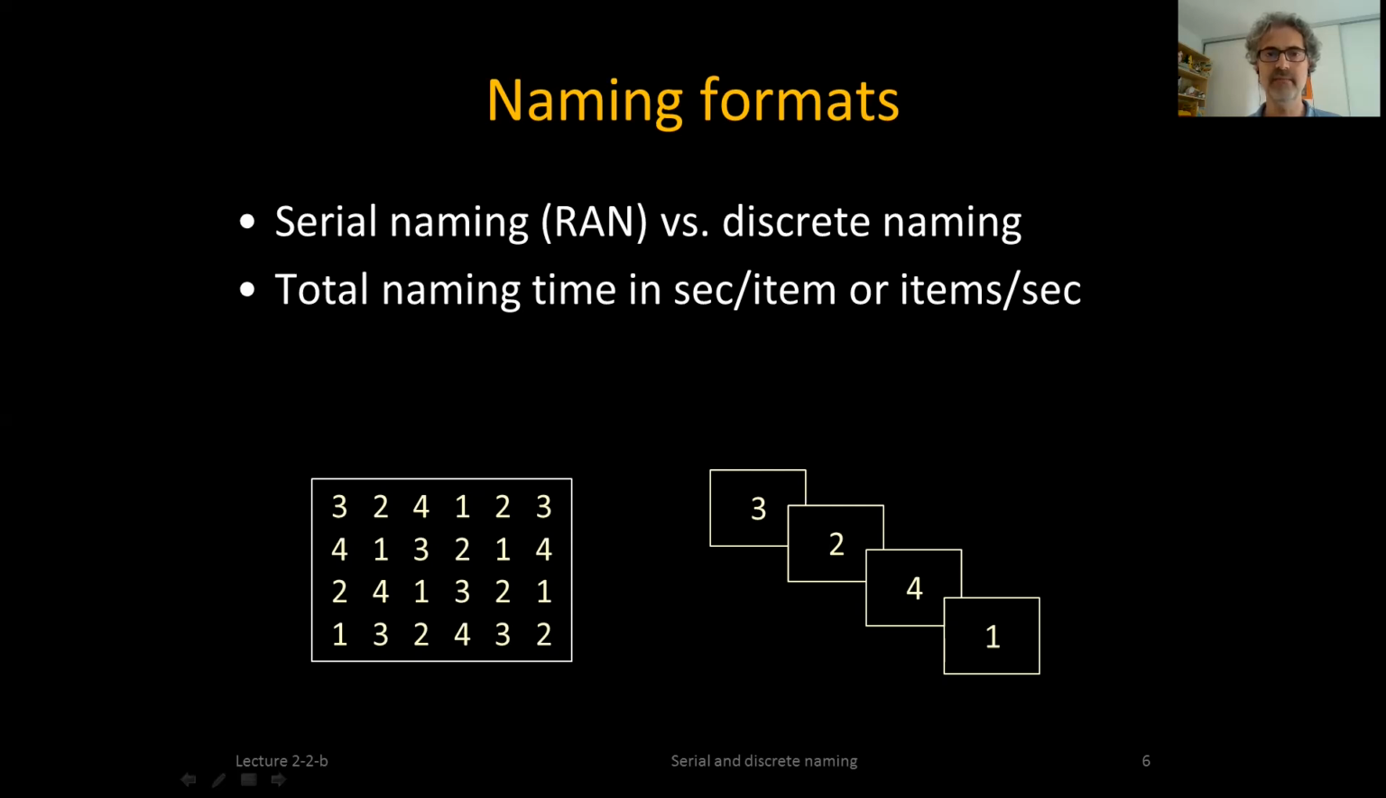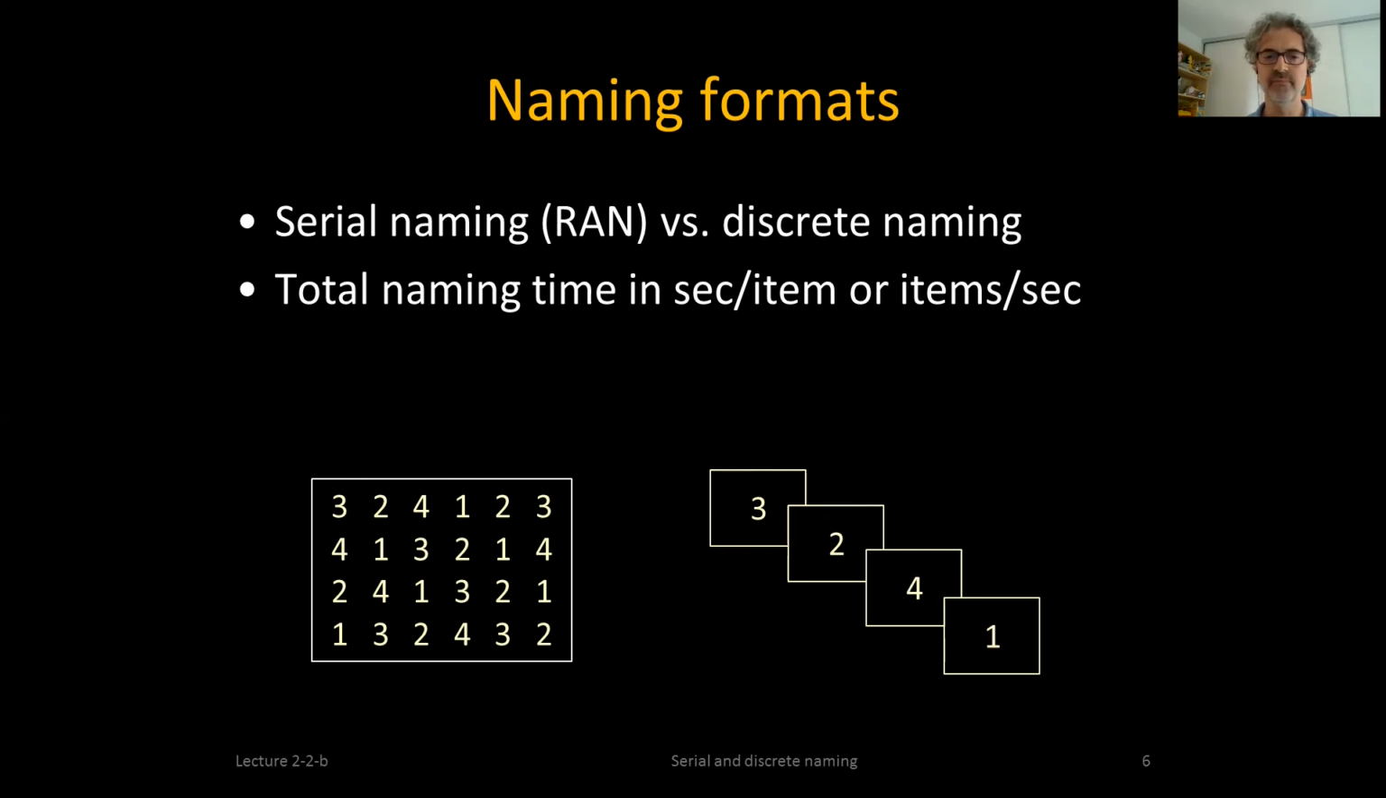The serial naming version, which is also called RAN, for Rapid Automatized Naming. This is the most frequent acronym. It's not a very good name, but pretty much everybody calls this RAN. And it is this version, the one that you just did last. In contrast, the discrete naming is one where each item is displayed individually, isolated on the screen, and you have to name it.